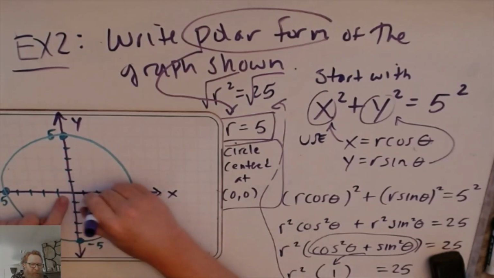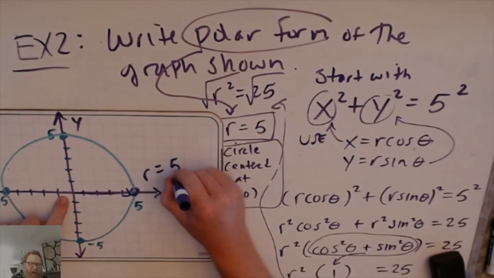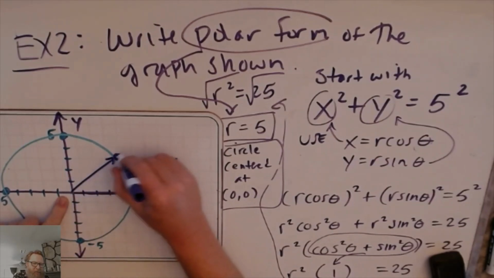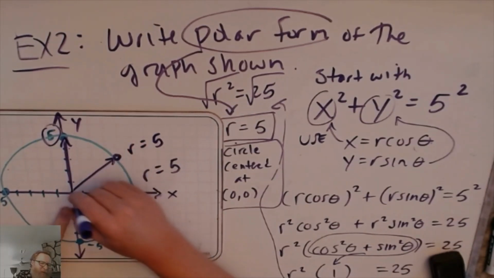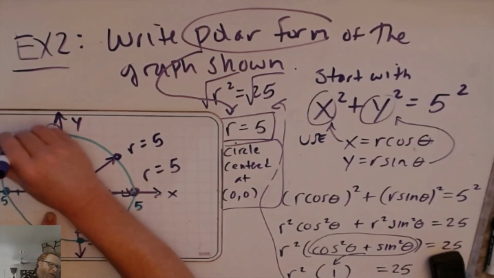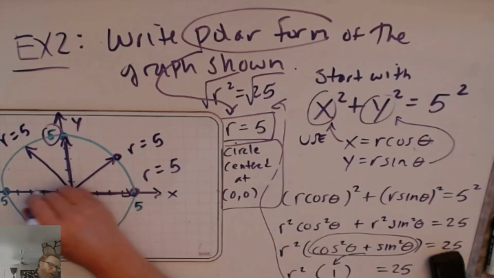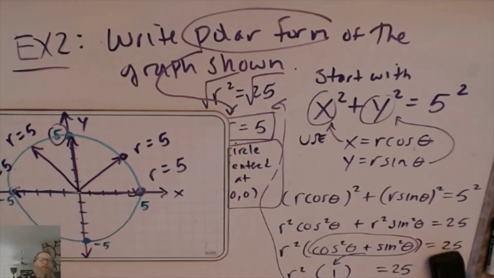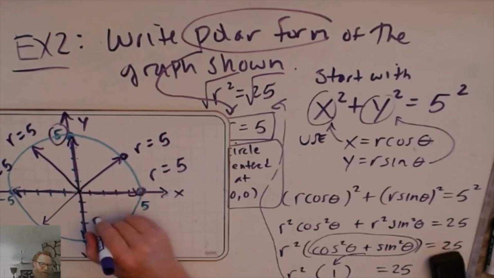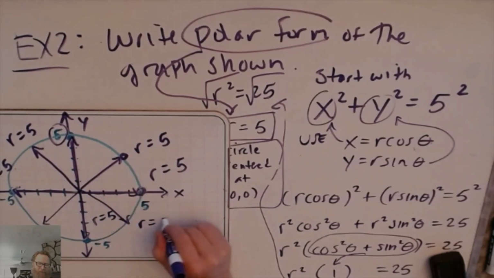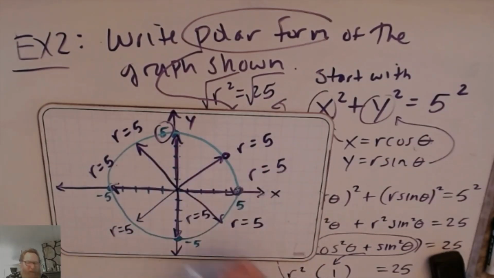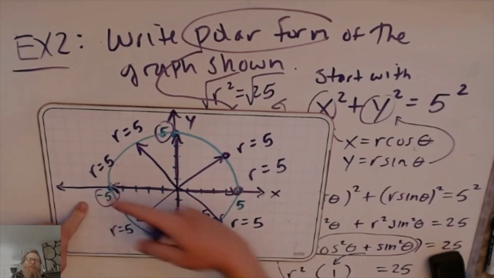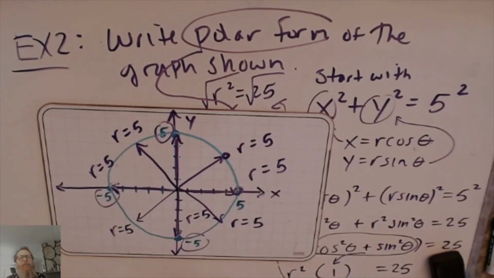So notice this point here, r is equal to 5. Right here, r is still equal to 5. Right here, r is still equal to 5. Even when you get over here to the negatives, r is still equal to 5. So all the way around the circle, r is equal to 5. It's like a wheel where every point r is equal to 5. Even in the negatives, the radius is still considered 5.